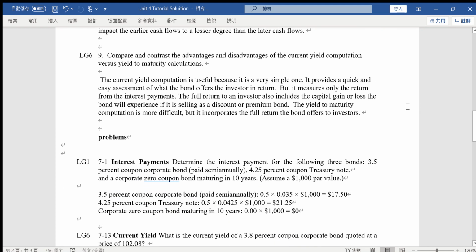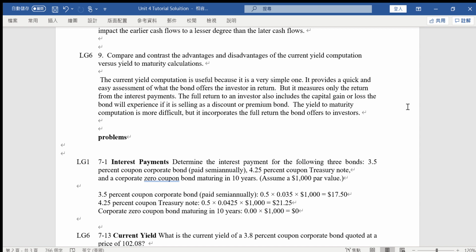Okay, then another question is also a descriptive question or narrative question, asking you to compare and contrast the advantages and disadvantages of the current yield computation versus the yield to maturity calculation. For this one, if you are the presentation group, you may construct a table to compare.